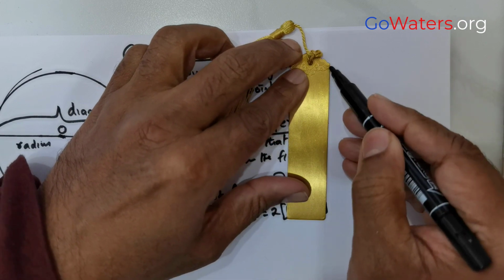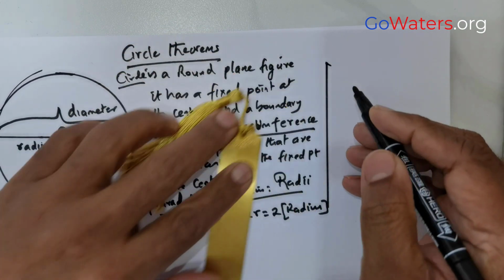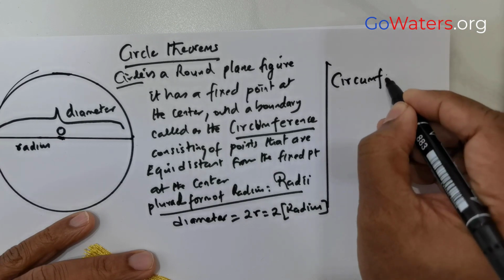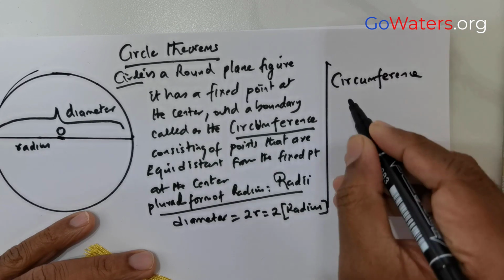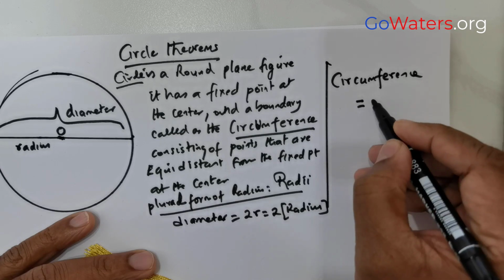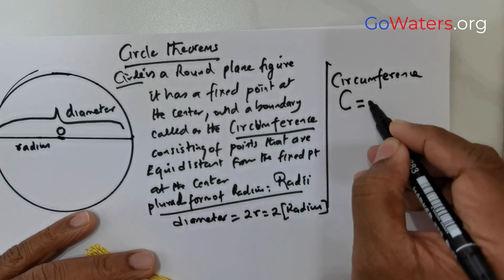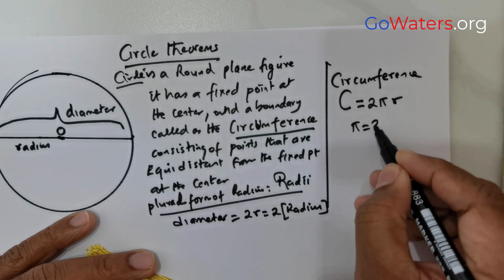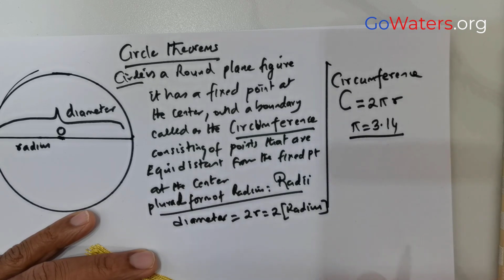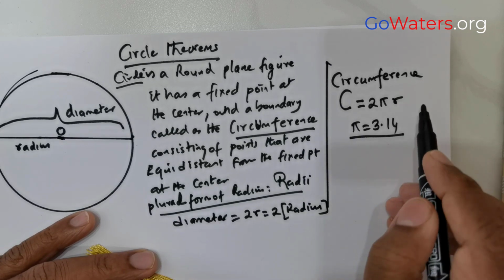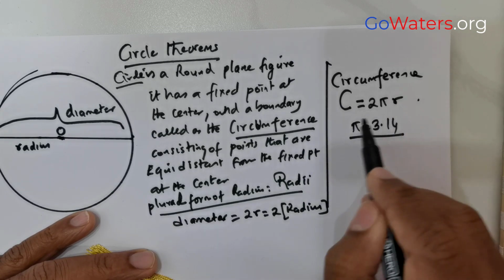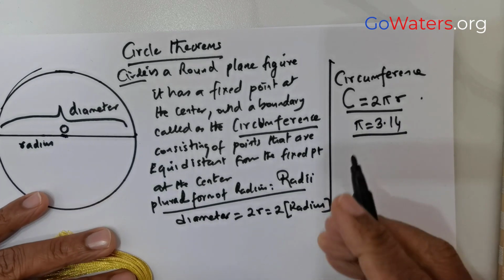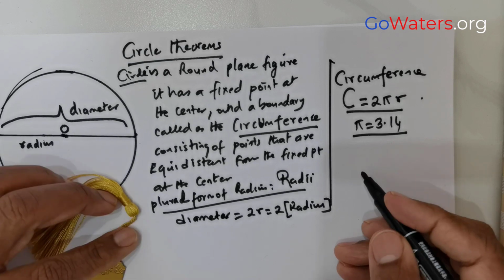Now the all important question comes, what is the formula of circumference? The circumference formula is given as capital C is equal to 2 times pi times r. R is the radius and pi is taken as a value of 3.14. Right? With regard to the units, of course we are not performing any calculation, so C is equal to 2 pi r is enough.